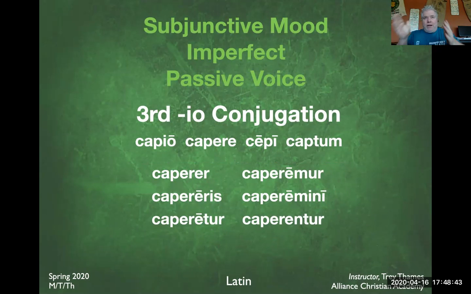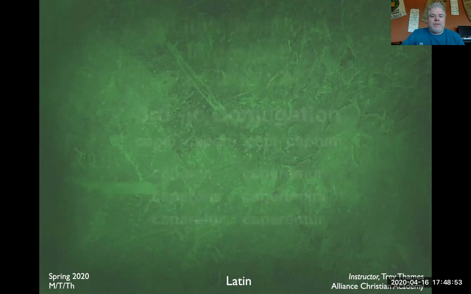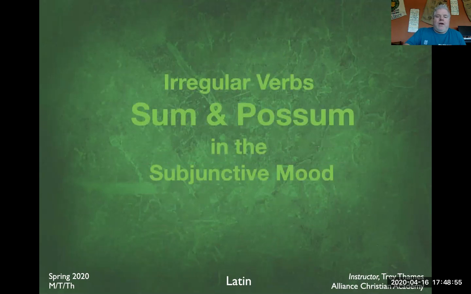It's pretty simple. I love the subjunctive imperfect, and it's really easy to see. You see an infinitive plus endings. It's really pretty straightforward that this is the subjunctive imperfect, either active or passive, depending on the ending that you have. So that's pretty cool here. I'm going to introduce to you, however, new right now, your sum and possum in the subjunctive mood.